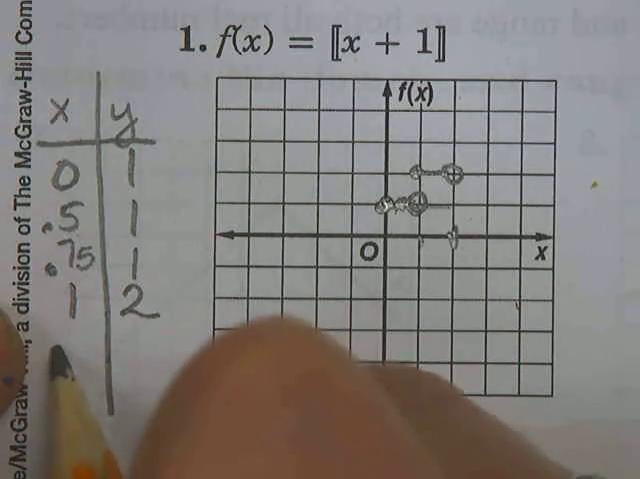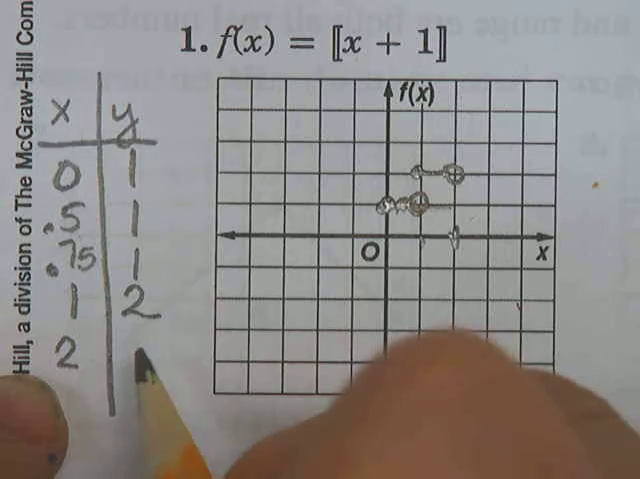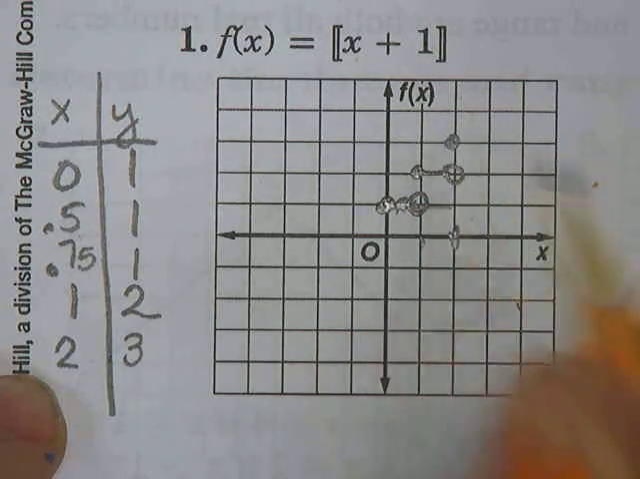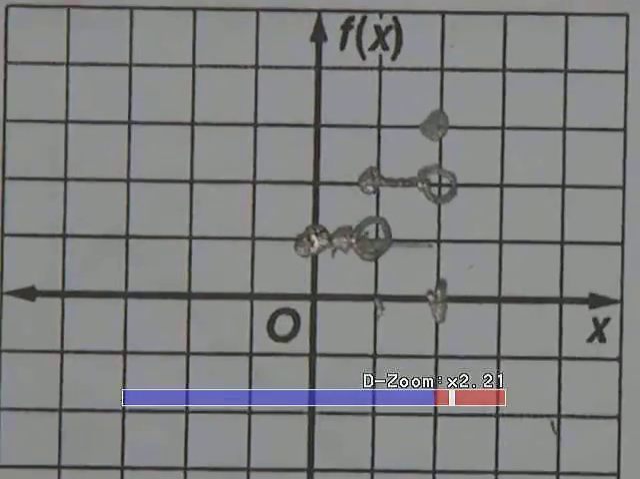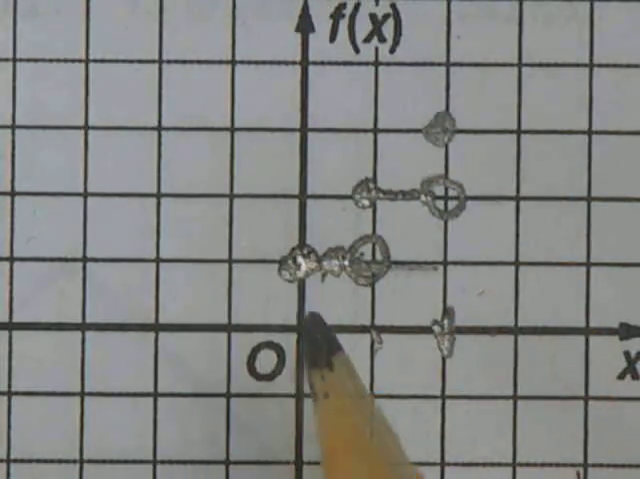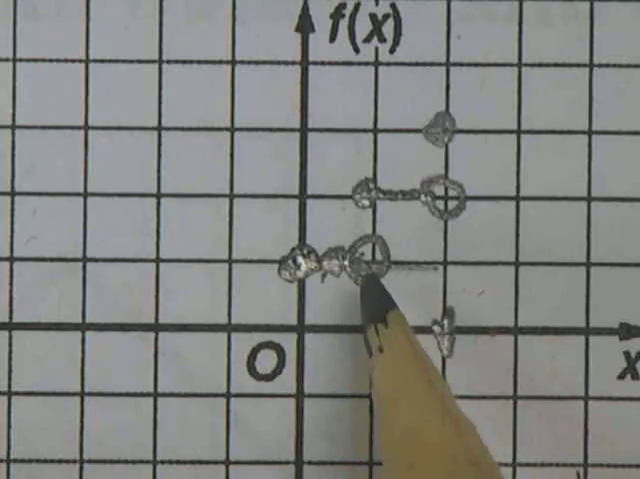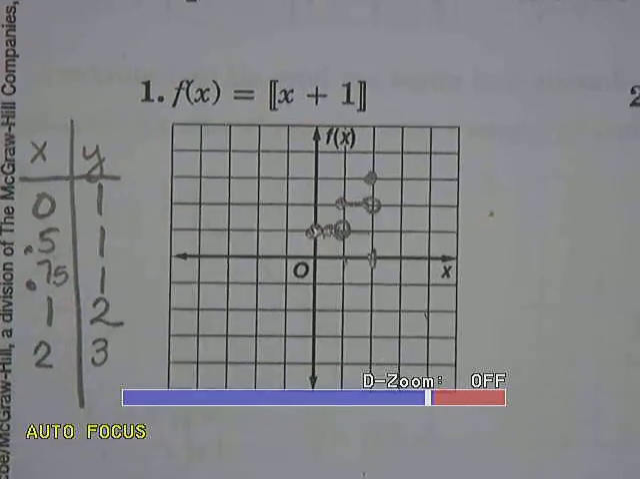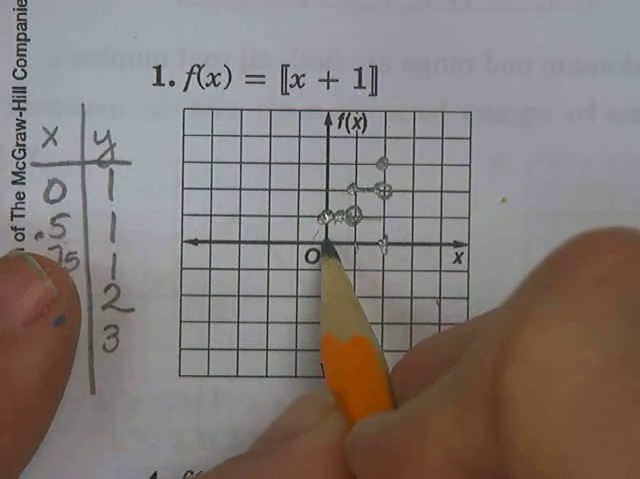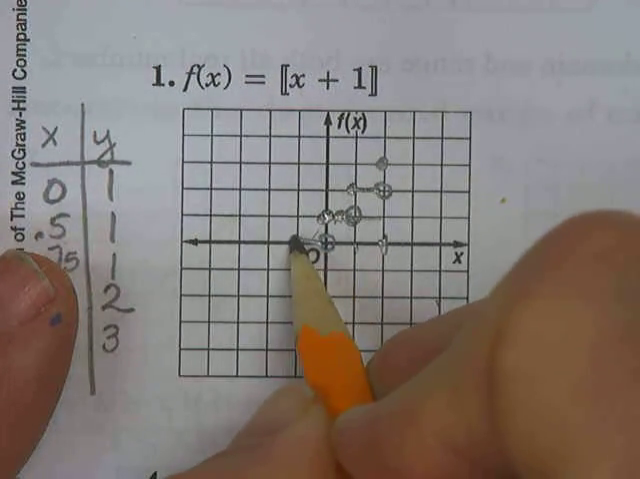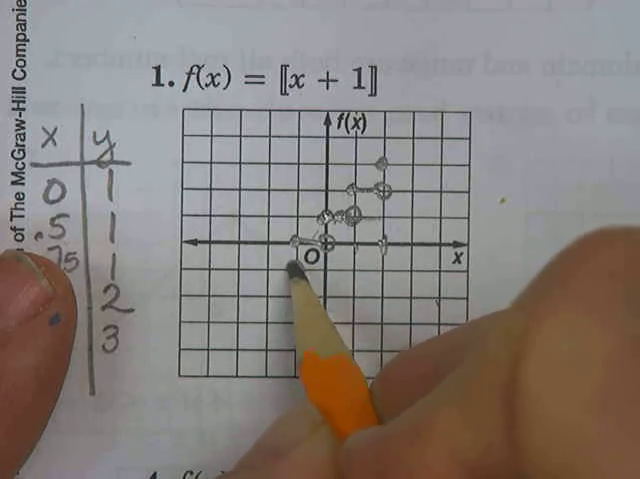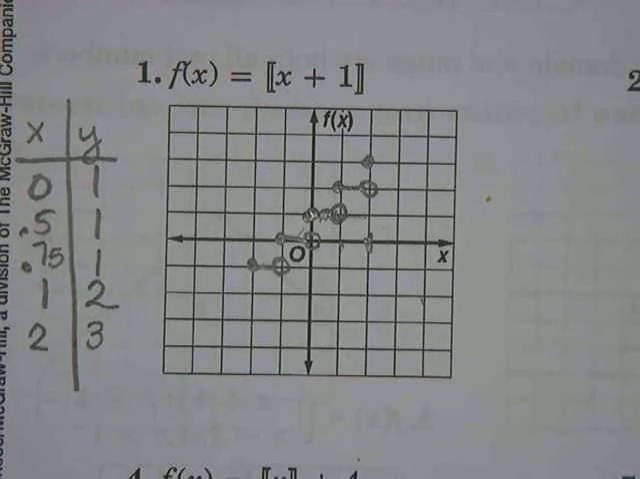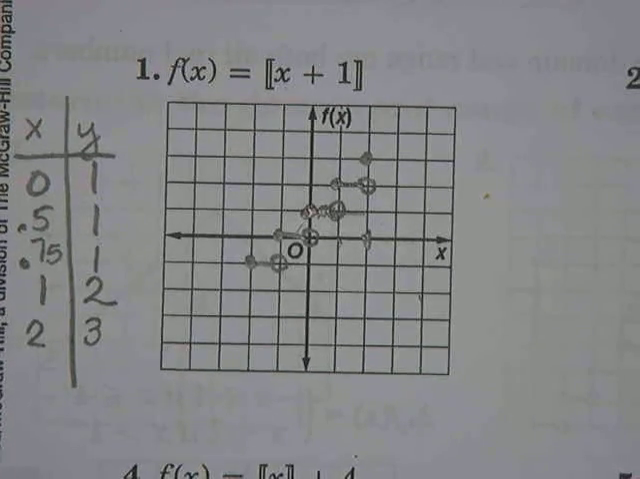When x is 2, 2 plus 1 is 3. The greatest integer less than or equal to 3 is 3, so it's going to jump up with a solid circle there. So can you see how the steps start with a solid circle, they continue, and then the endpoint's an open circle? Once you get this pattern, you can just continue it. So it's going to continue on, and you could check more points down here, but it's going to continue in both directions, stepping like that. Okay?